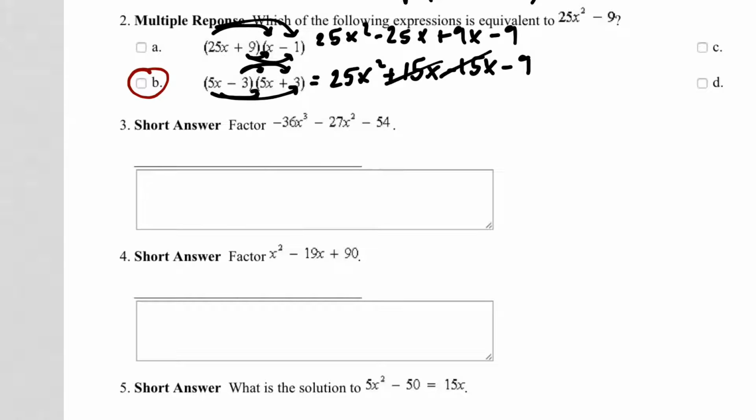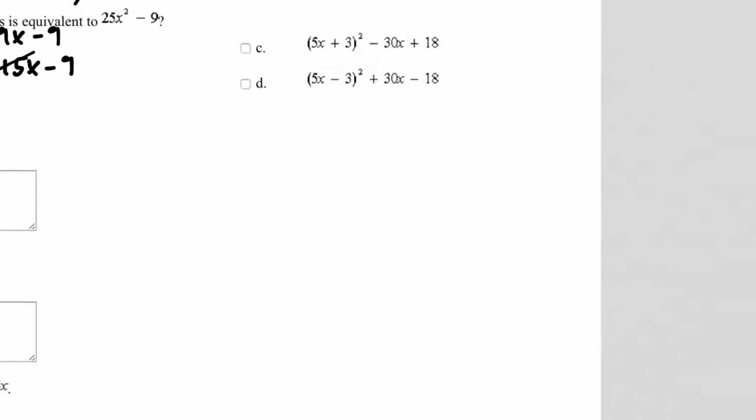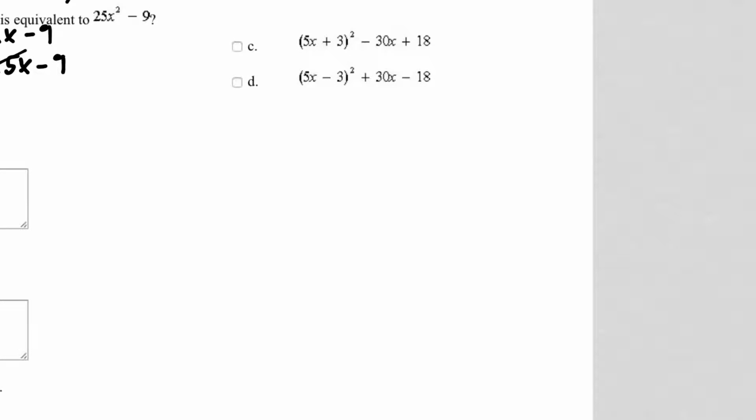Now it's multiple response though, make sure you notice that, so choose more than one probably. Doesn't mean that there's actually more than one, there could be just one, but we need to check the other ones just to be sure.